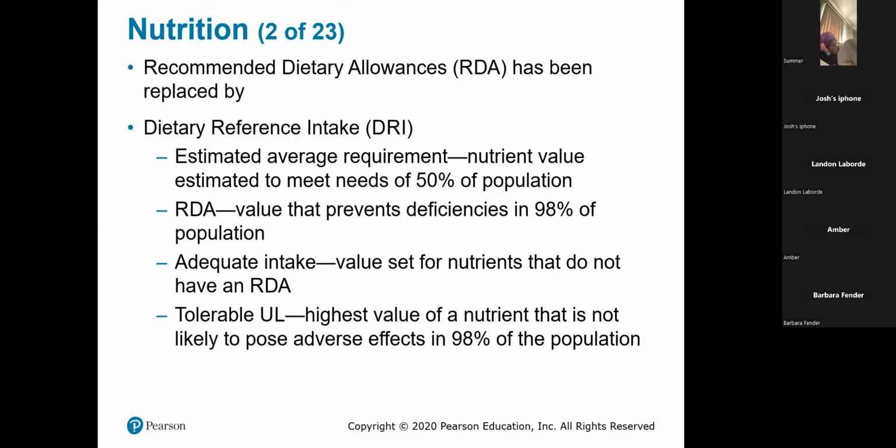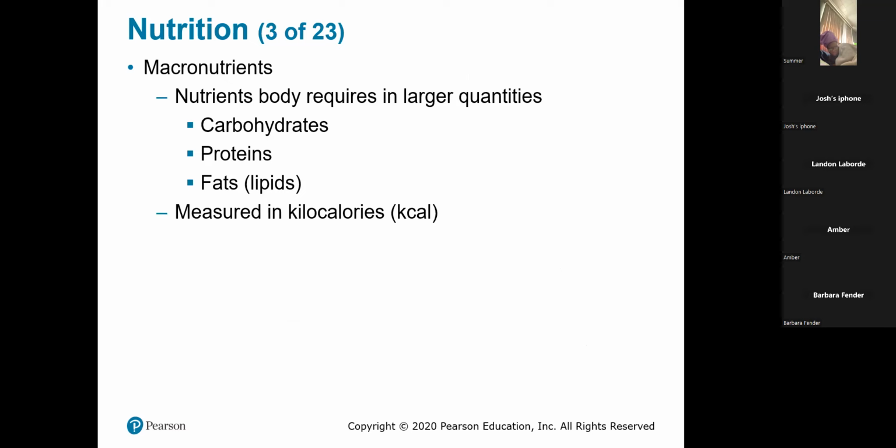So recommended dietary allowances or RDAs have been replaced by dietary reference intake or DRIs. This is an estimated average requirement. The nutrient value is estimated to meet the needs of 50% of the population. RDA value that prevents deficiencies in 98% of the population. So they're trying to ensure adequate intake, and they set that value for nutrients that do not have an RDA. Tolerable UL, the highest value of nutrient that is not likely to pose adverse effects in 98% of the population.